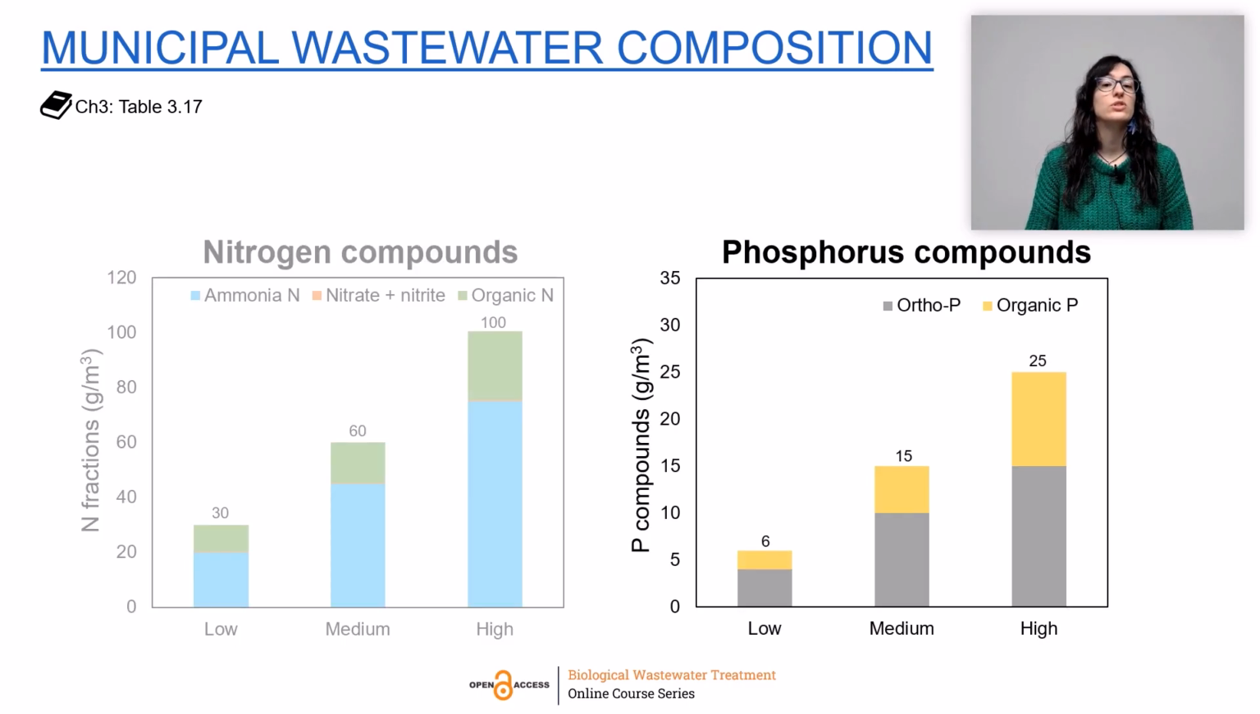Phosphorus compounds can oscillate between 5 and 25 grams per cubic meter. The total phosphorus is usually constituted by an inorganic fraction, the orthophosphate, and an organic fraction. Orthophosphate usually supposes 60–70% of the total phosphorus, while the rest is organic phosphorus.